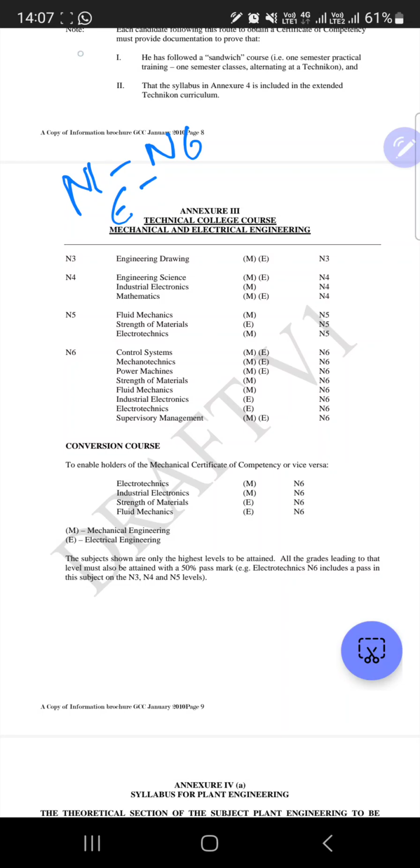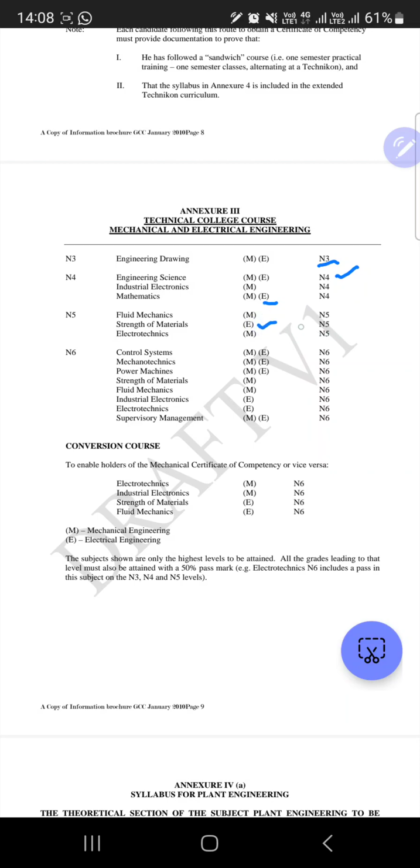So now you need to add the subject. That means you need to go back and do your drawing N3. You need to go back and do this science, which you will have already done at N4. And even maths, you have already done it in N4. So that means on this side you only have to do N3 drawing. And then you go to N5.